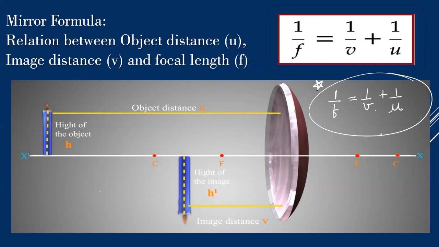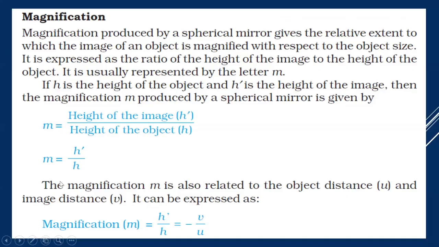So this is your mirror formula. Based on the mirror formula, we have to find anything which is asked. There are 3 quantities involved over here. Any 2 quantities will be given, find the third one.